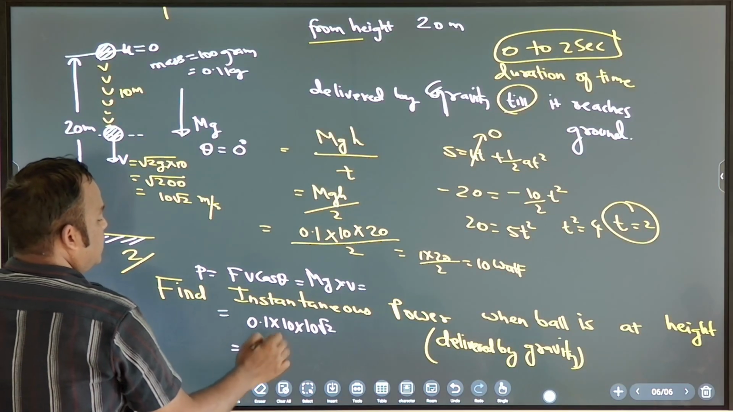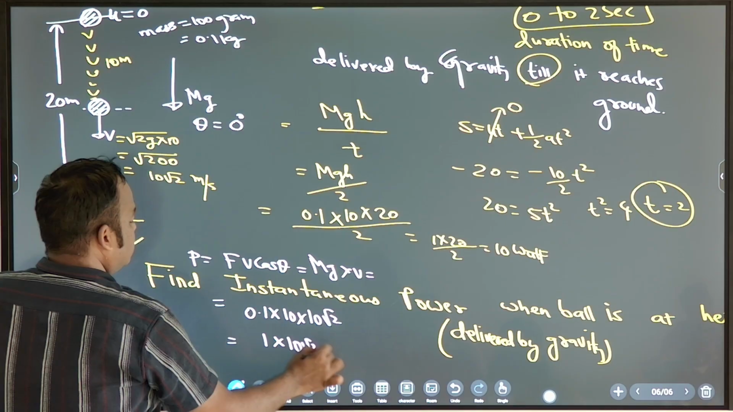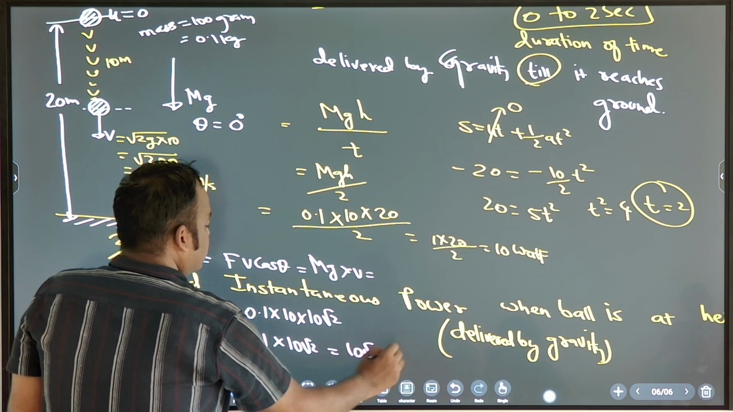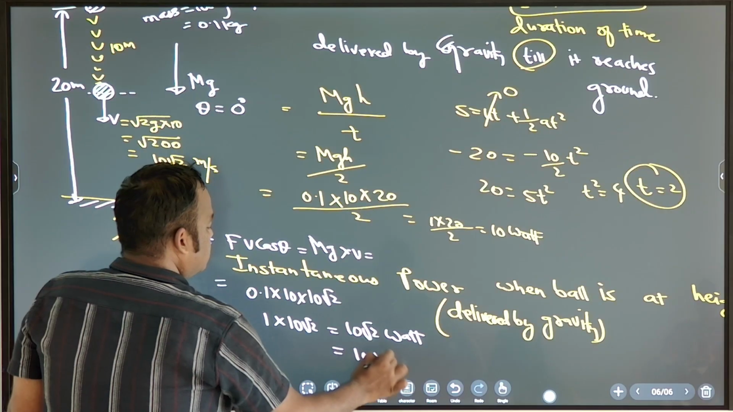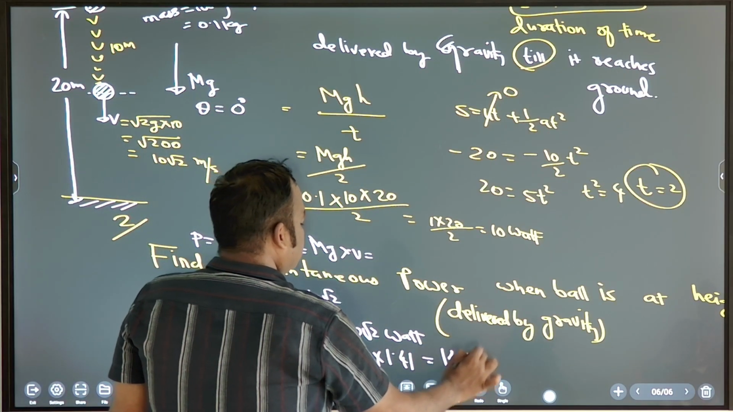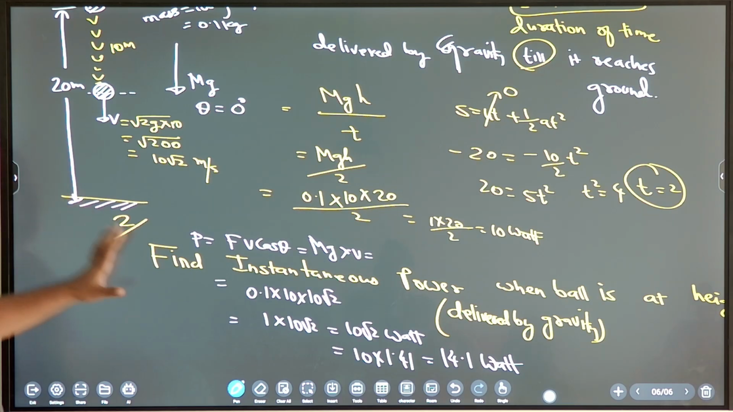So 0.1 into 10, 1. So 1 into 10 root 2. This is your answer. 10 root 2 watt. So 10 into 1.41. So 14.1 watt.